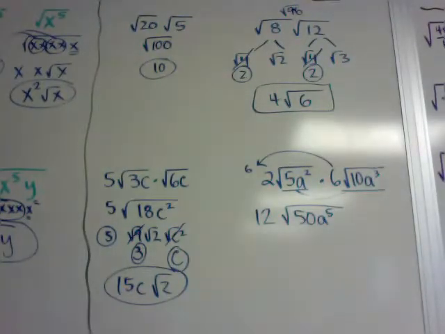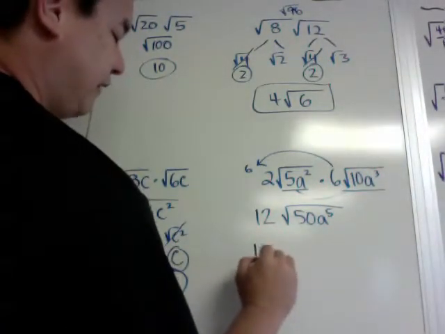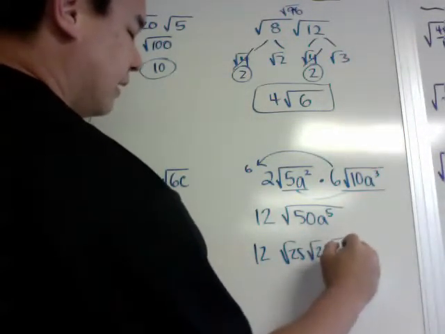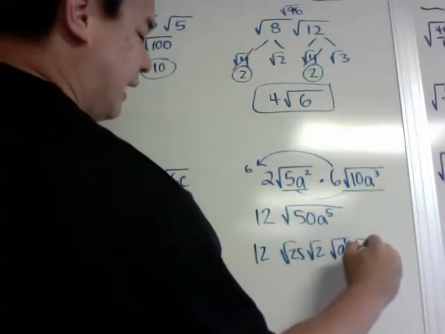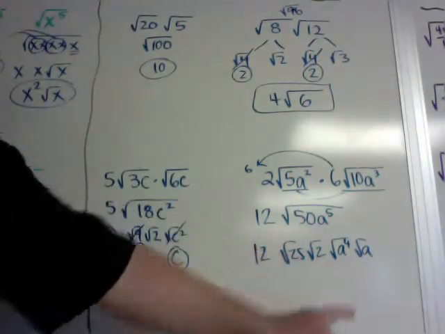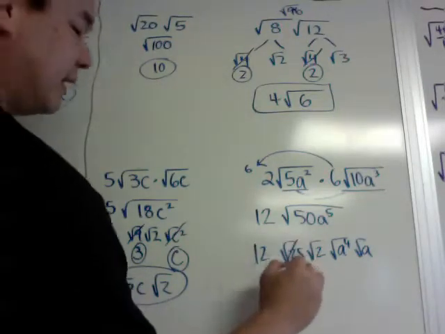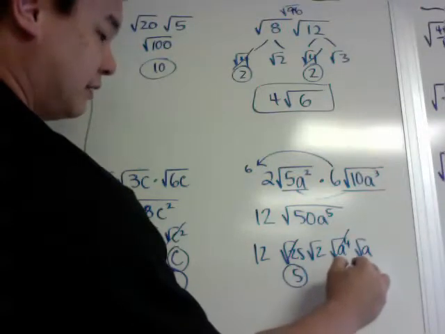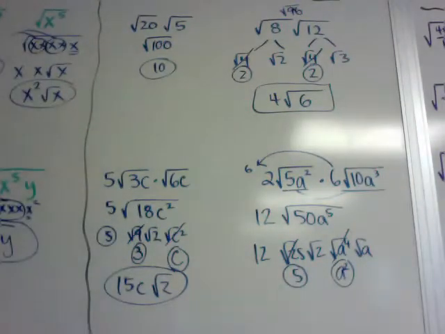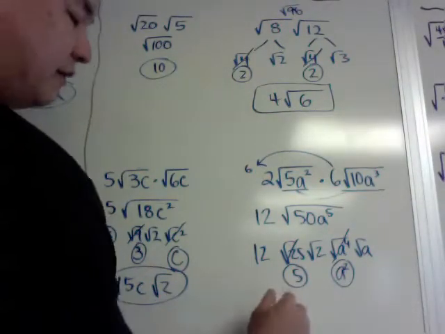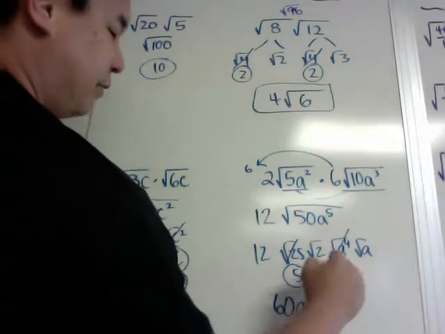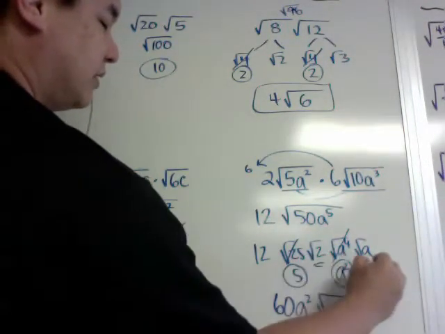And now I need to break it down. So I leave the 12 here. I'm going to break this down to 25 a to the 4th and a. And again, I want an even number so I can break it down. So this just becomes a nice 5. A to the 4th, if I divide by 2, becomes a squared. And I cannot do anything with the radical 2 and the radical a. Those just stay. So now I can combine the 5 and the 12, and that becomes 60 a squared. And then now I can put this one and this one together and get a 2a.